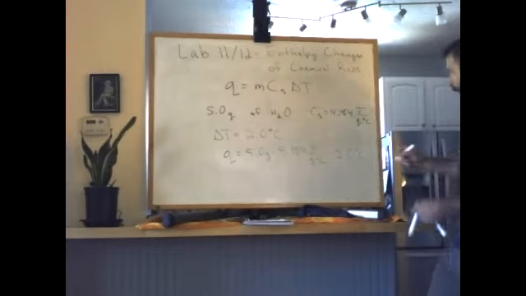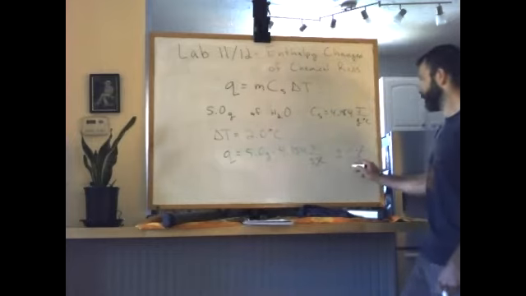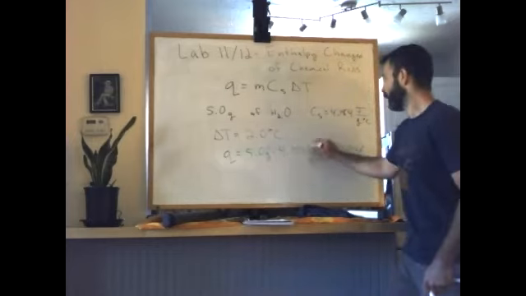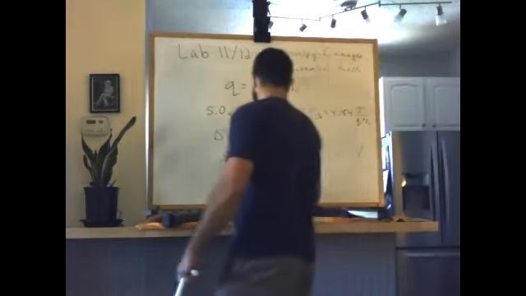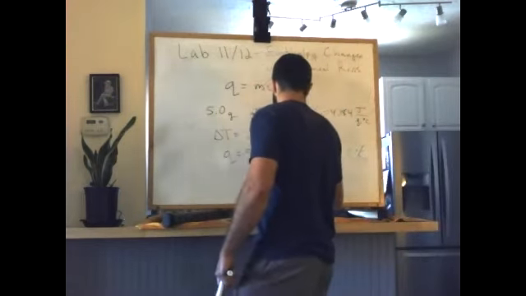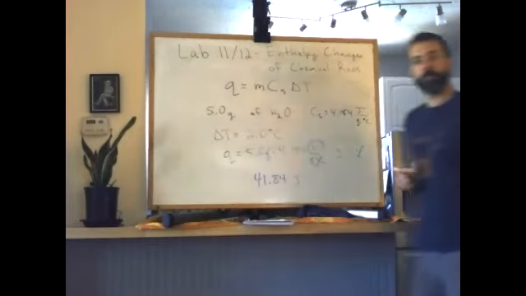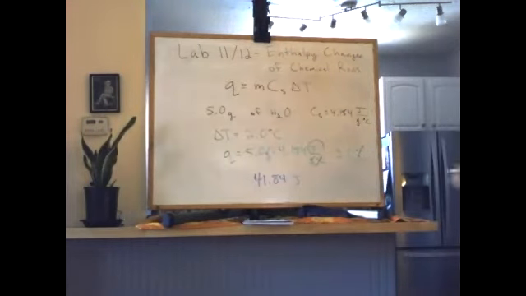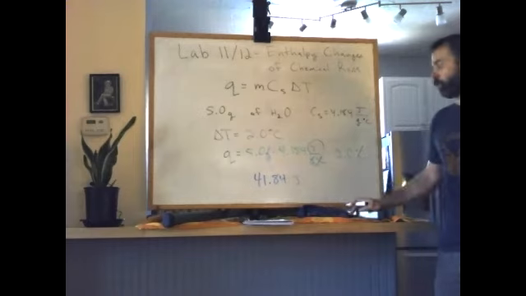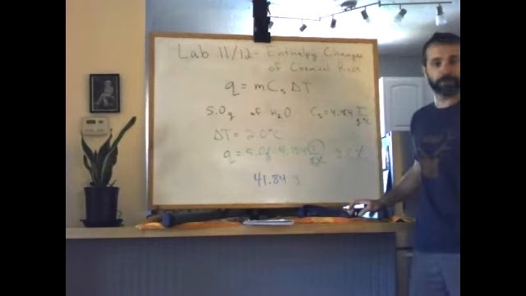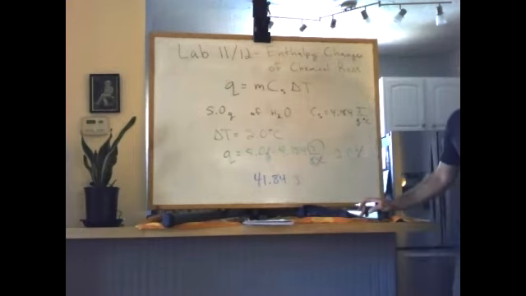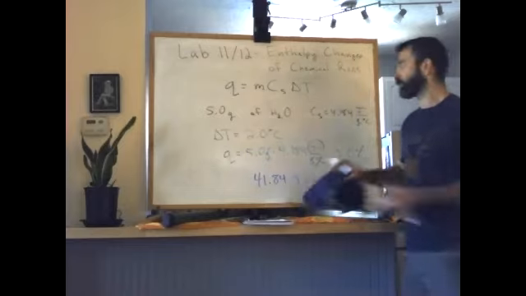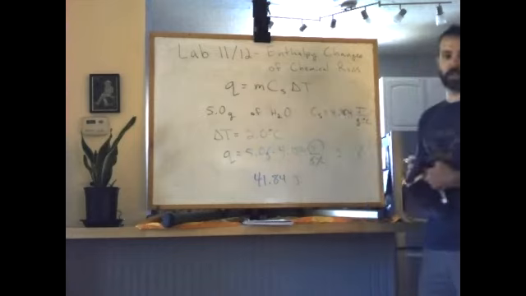Do the units work out? Our degrees Celsius cancel, our grams cancel. We're left with joules. This would be 41.84 joules. So in other words, if you take 41.84 joules of heat and put it into 5 grams of water, the temperature should go up by 2 degrees Celsius. Okay, so in all of your calculations, we're relating a heat to a change in temperature.